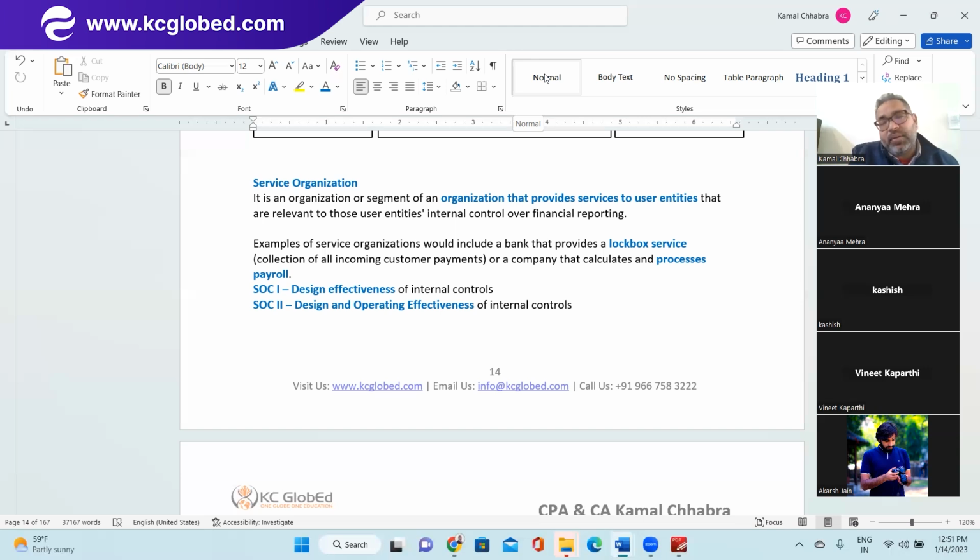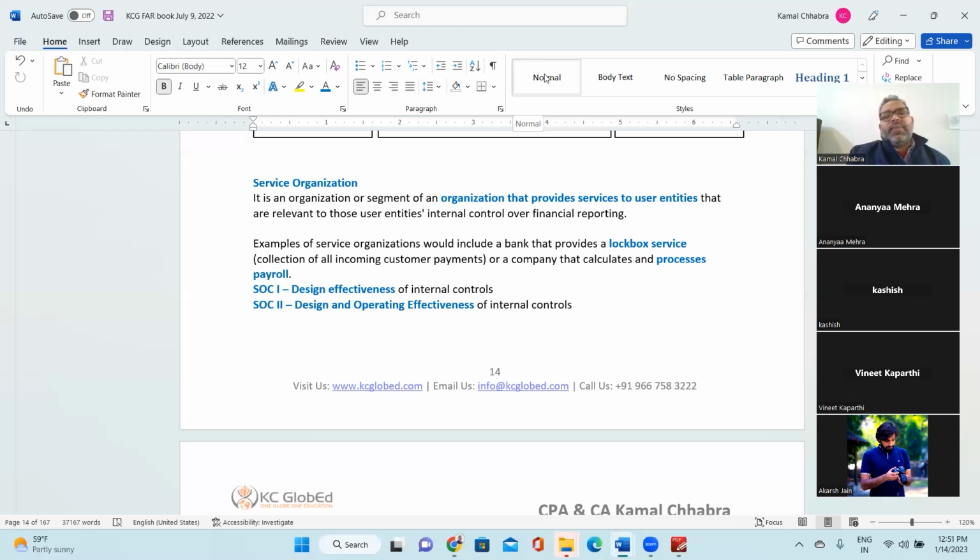And they are paying those service organizations, and that comes as an expenditure and accruals in the financial statement of the main organization, right? So, if I simplify what we have discussed so far, a service organization is an organization or segment of an organization that provides services to the user entity that are relevant to the user entity's internal control over financial reporting standard.